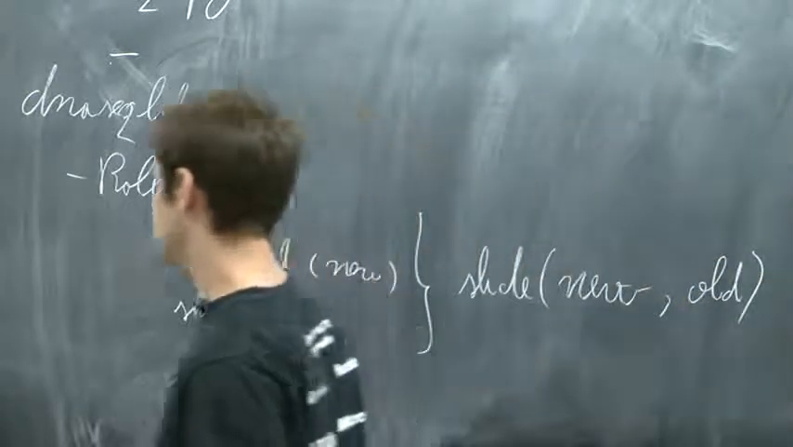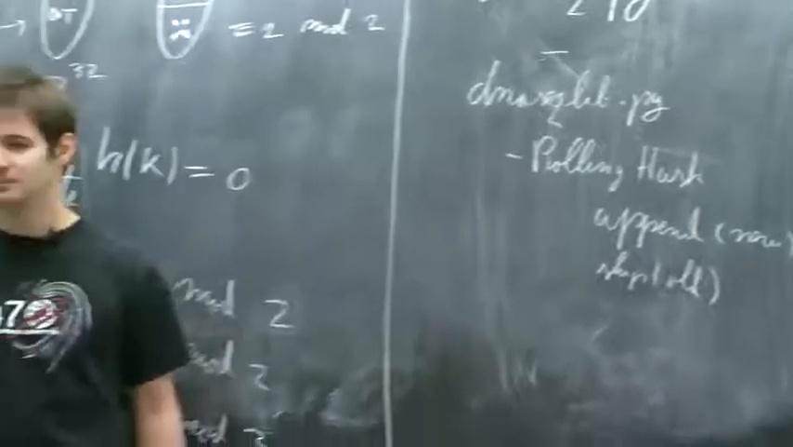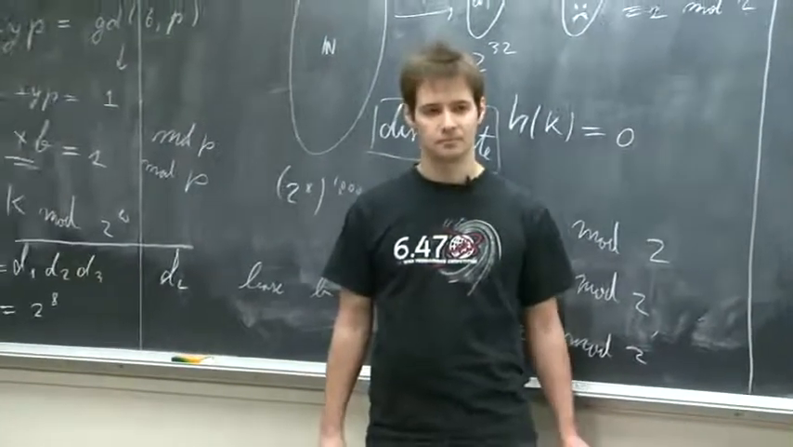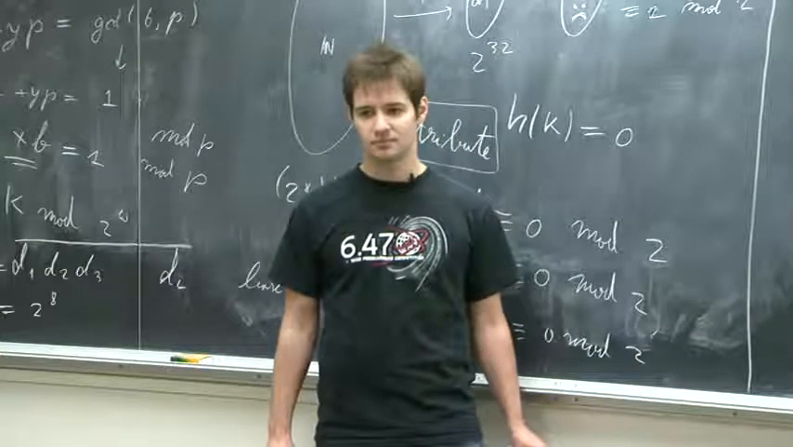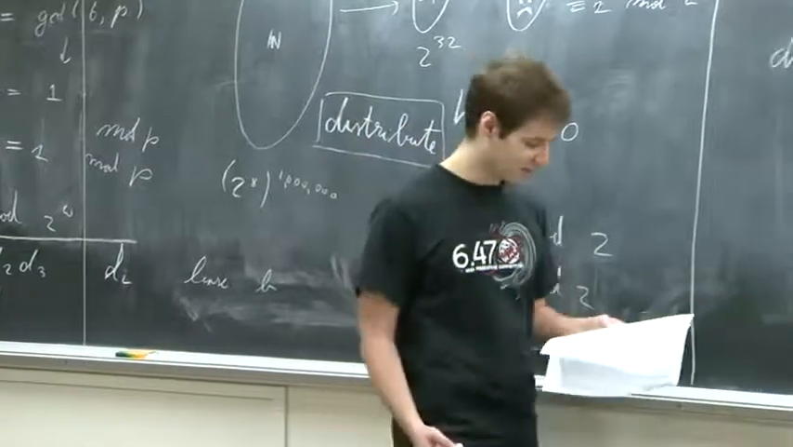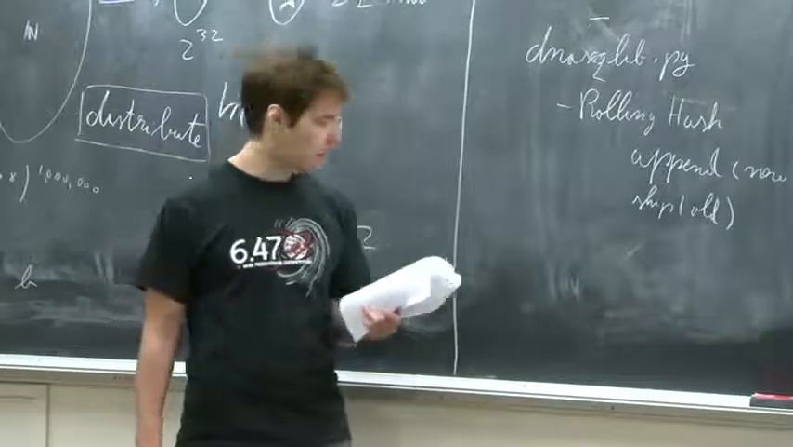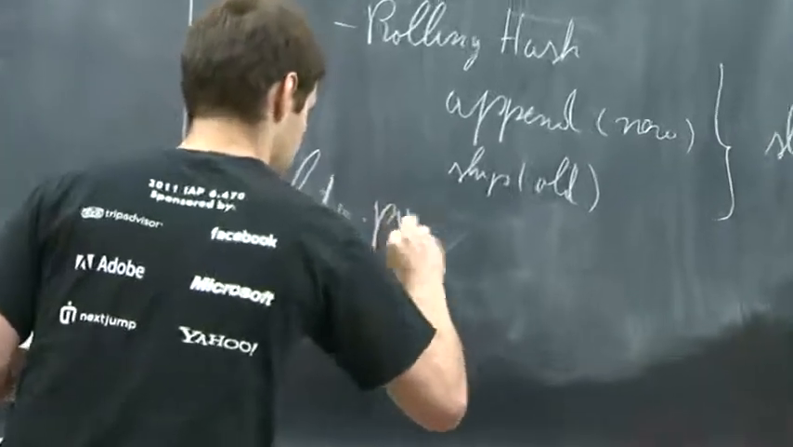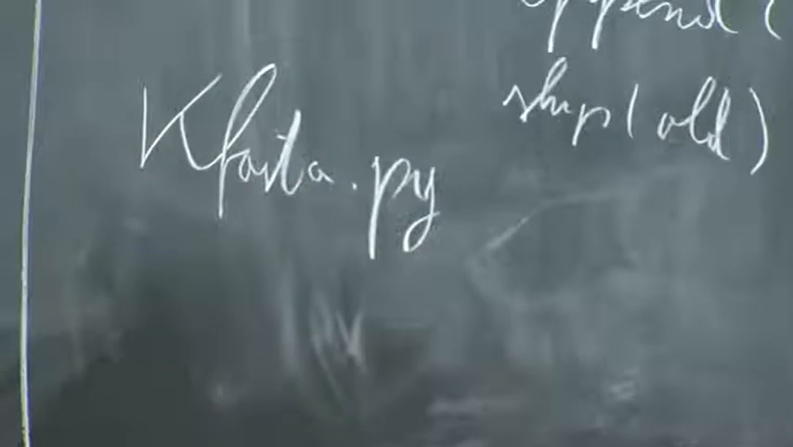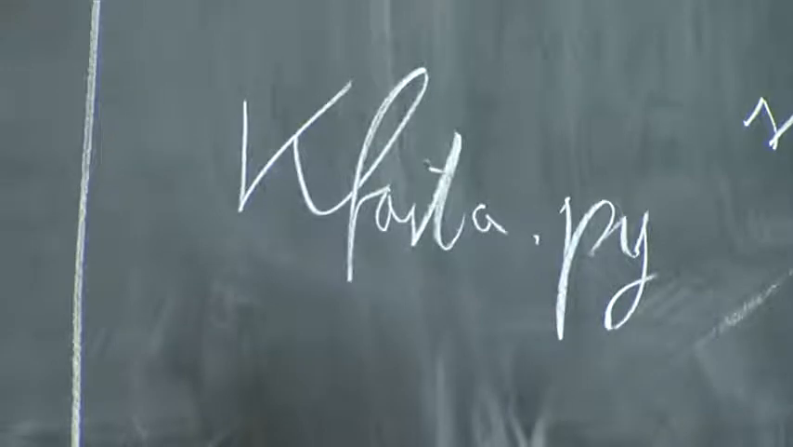OK, so this is the rolling hash. It is good. Do we care about anything else? I guess you can look at the rest of the code if you feel like it. So I highlighted one file that might be useful, and that's kfasta.py, because that file has a FASTA sequence class, and that reads from a file and returns something.